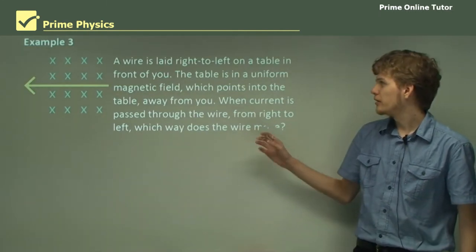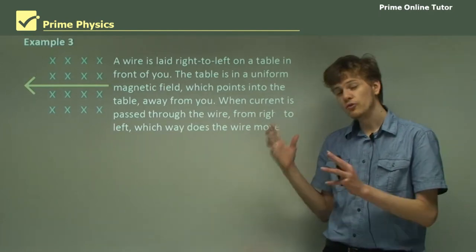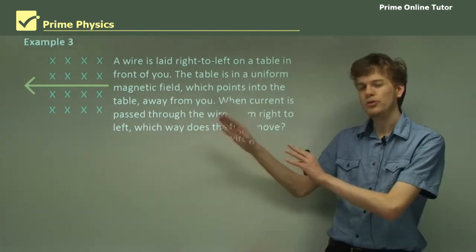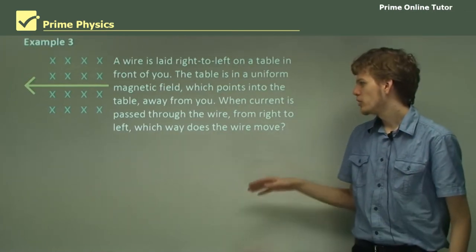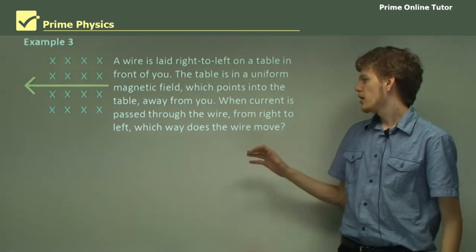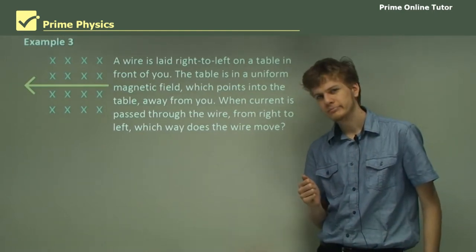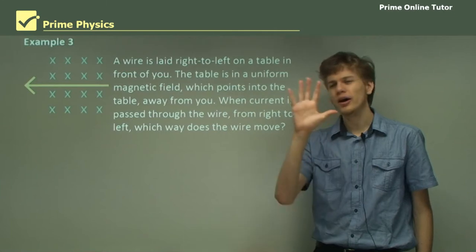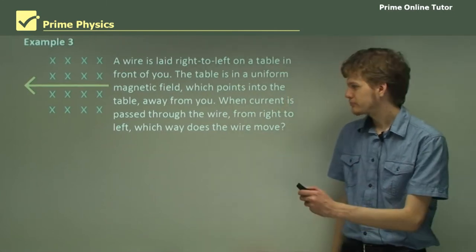We take a wire and lay it right to left on a table in front of us. There's a uniform magnetic field which points with crosses, which means away from you. Right? So when current is passed through the wire, does it move left or right or up or down or forward or back? Well, let's work this out. We can use the right-hand rule. Right? So let's go through it step by step.